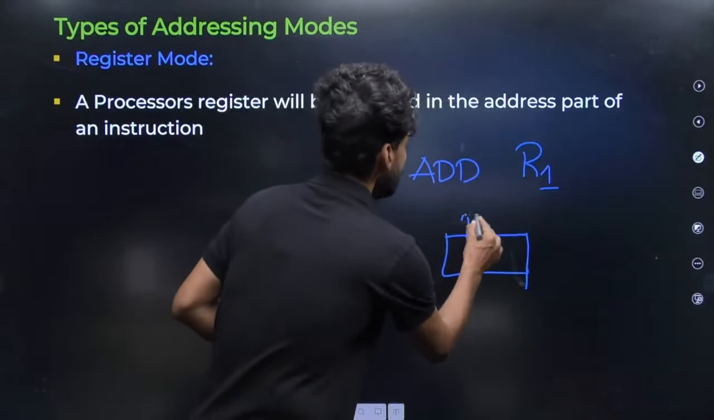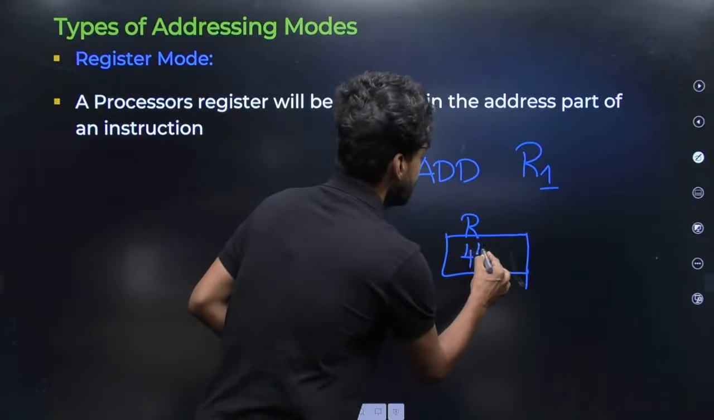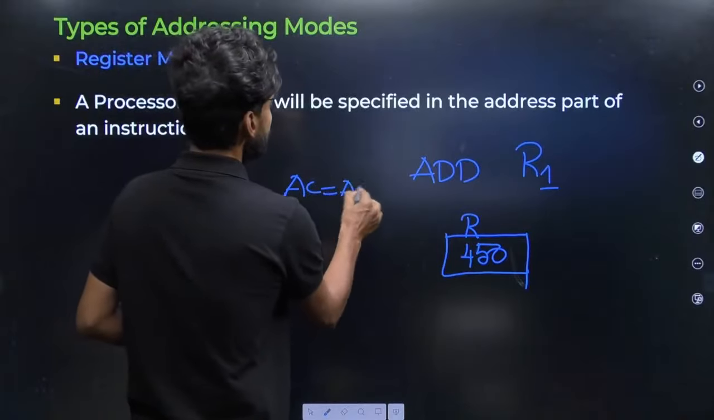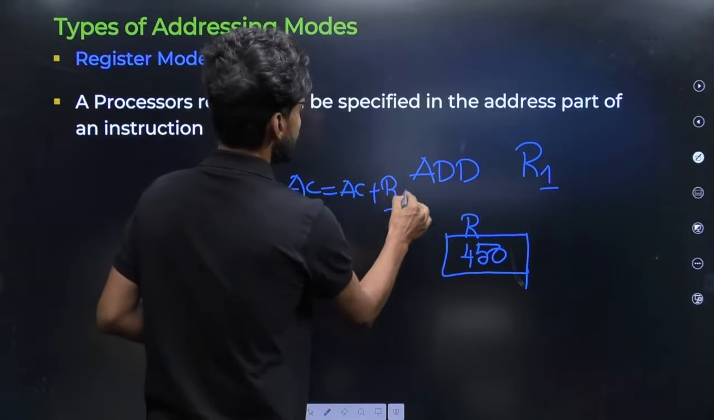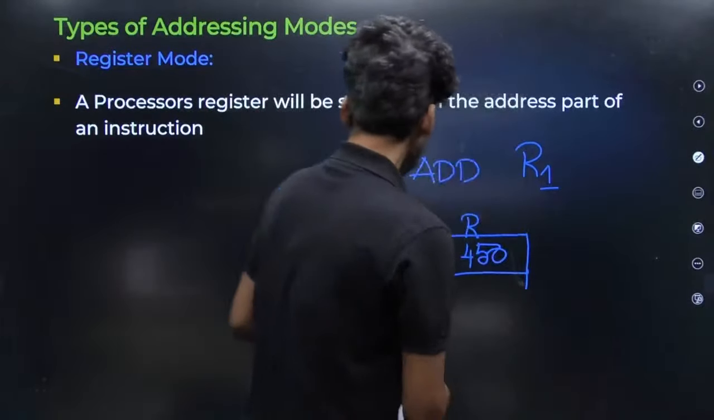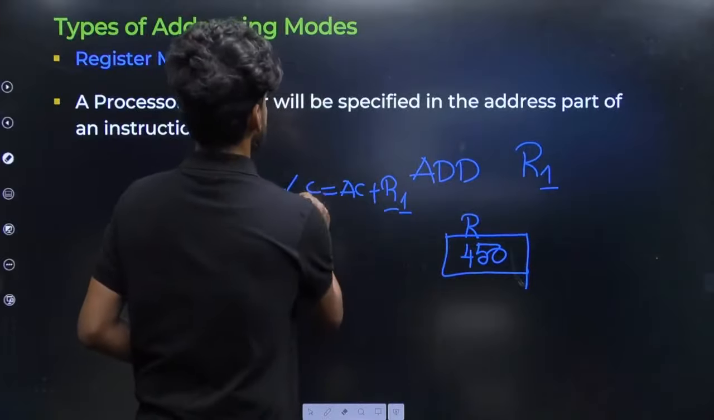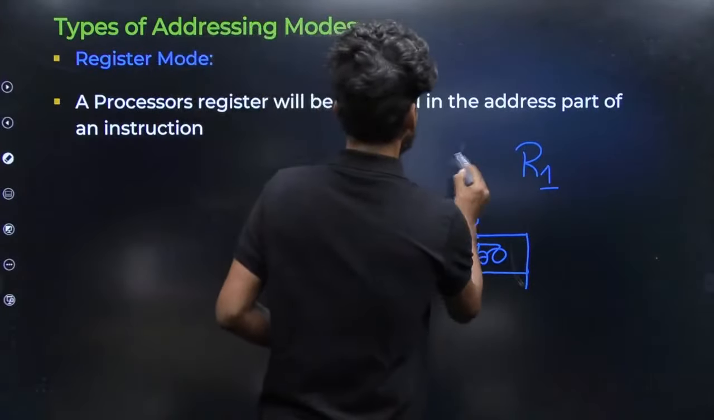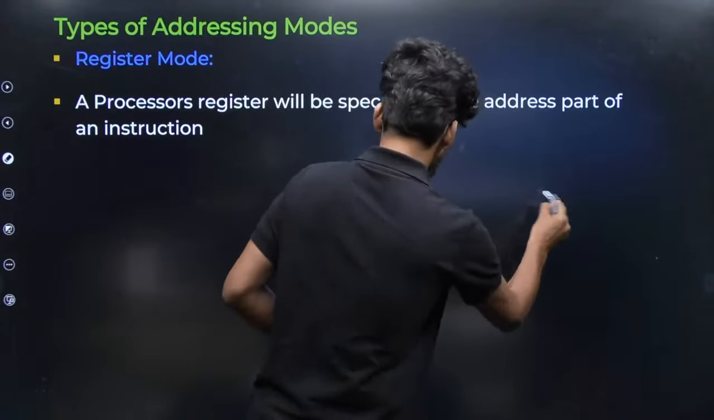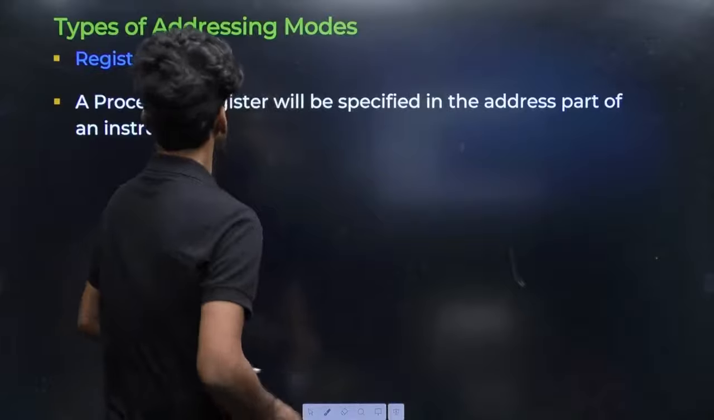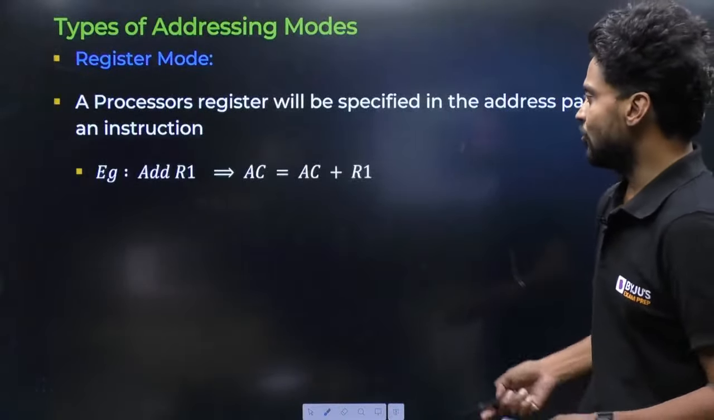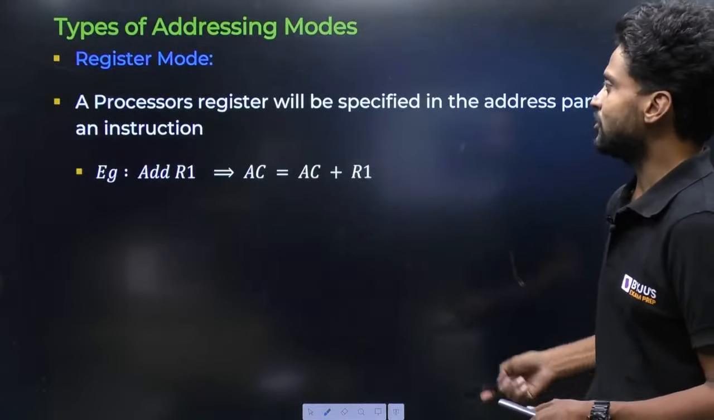Within a processor, we have several registers: R1, R2, R3, R4. Here, R1 is one of those registers where it contains the operand, which means that accumulator is equal to accumulator plus R1, the contents of R1. The contents of R1 will get added to accumulator. I hope you got my point. Example: add R1 meaning accumulator is equal to accumulator plus R1.